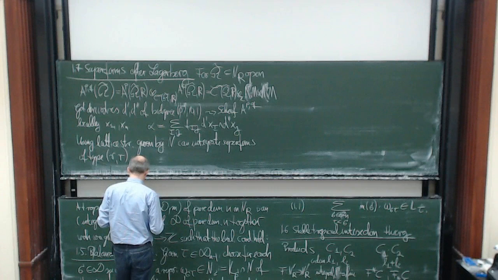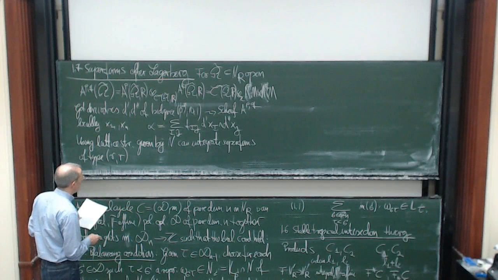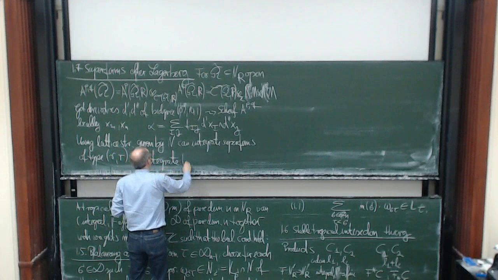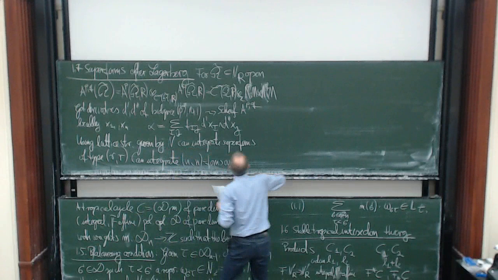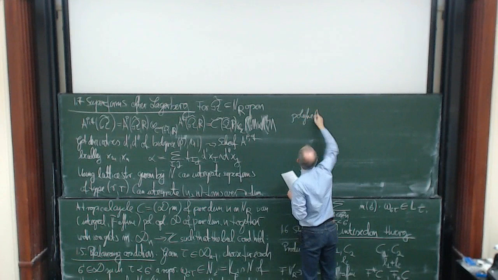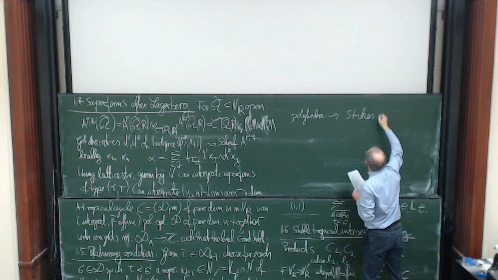And you can do this more generally because afterwards we want to integrate also over tropical cycles. So more generally, we can integrate n-forms over n-dimensional polyhedra. And then you get analogs of the theorems of Stokes and Green.